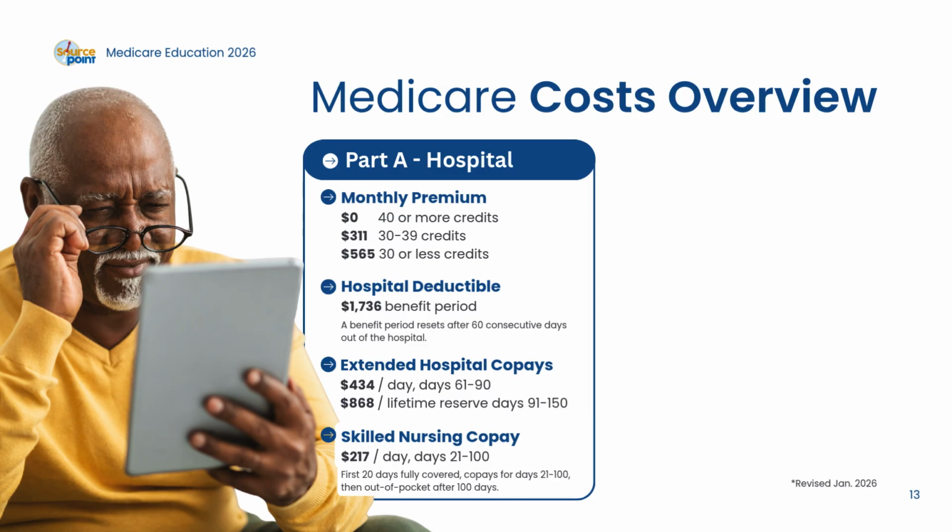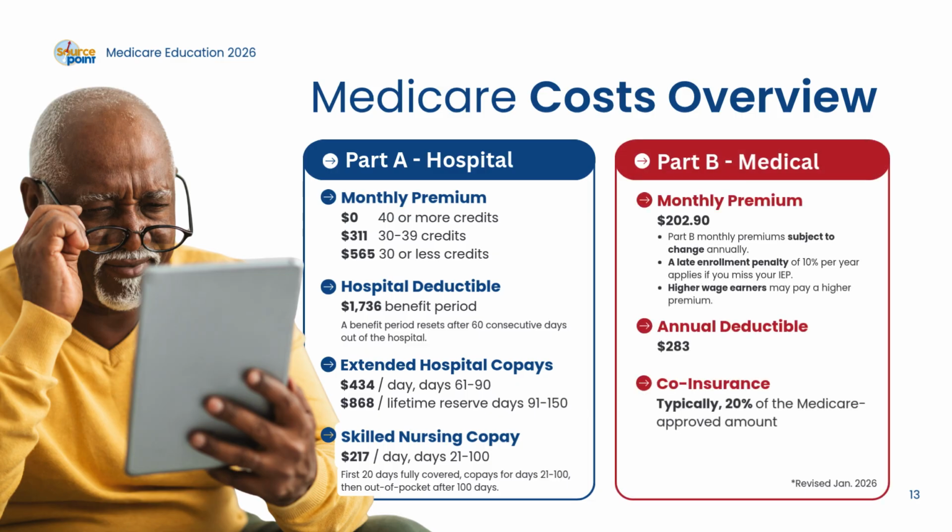If you require skilled nursing care for rehabilitation after staying at least 3 nights in the hospital, the first 20 days are fully covered under the hospital deductible you have already paid. For stays exceeding 20 days, a daily copay will be charged for days 21 to 100 within the same benefit period. After 100 days, you'll need to pay out of pocket if you remain in that benefit period.